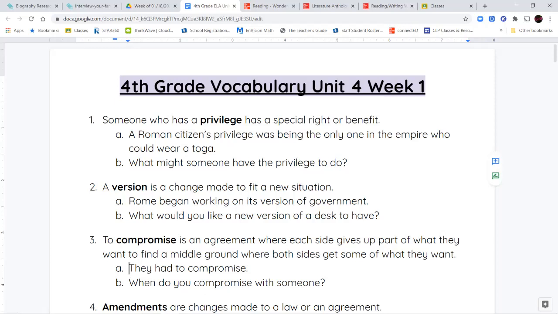So you can have a different version of a game. For example, if you have to modify the game, if you have more players than usual or fewer players than usual, you may have a different version of a story that changes maybe some of the characters or something about how the story ends.